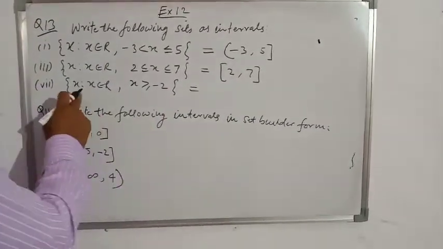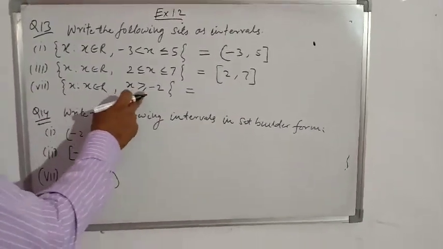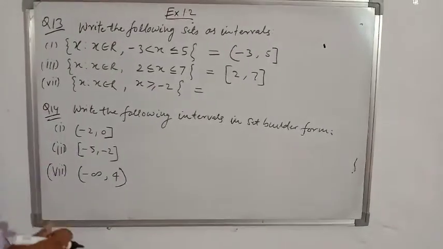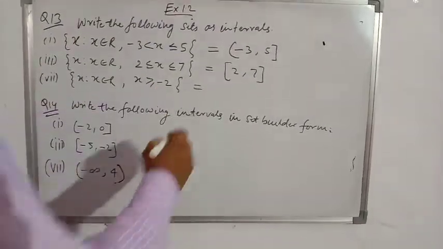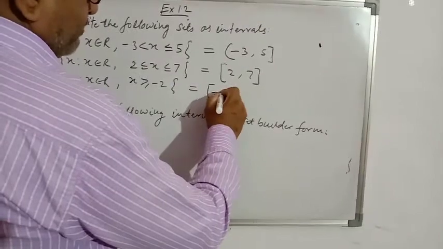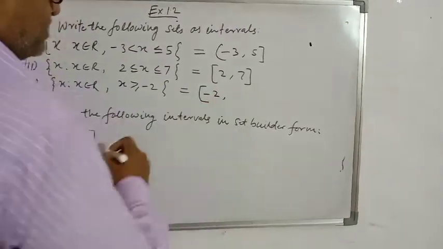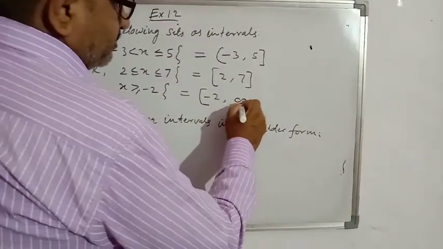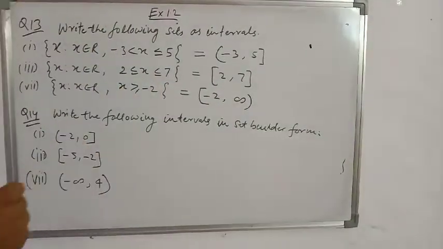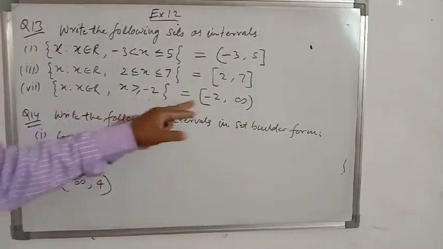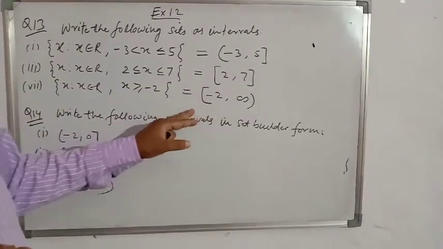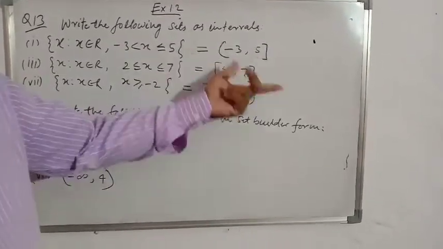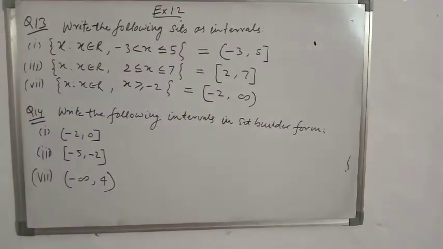Third one, x such that x is greater than or equal to -2. -2 is included here, so we will put a square bracket at -2, and then greater than -2 up to infinity, like this. Greater than or equal to -2 means -2 is included, so put a square bracket, and up to what? Up to infinity.